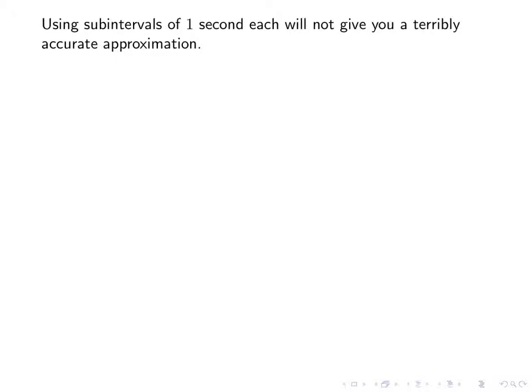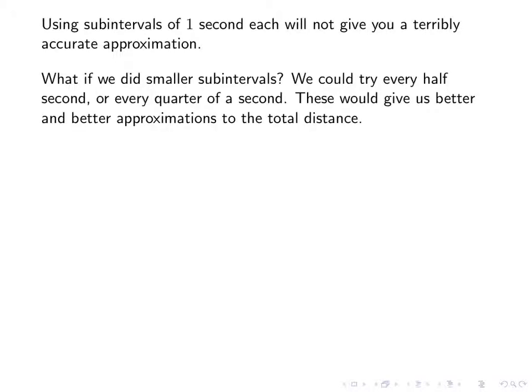So the question is, how do we get a better approximation? Well, if we had tried every half second or every quarter of a second, it would give us a smaller time frame to be using that velocity approximation. So the smaller the subintervals we choose, the better an approximation to the total distance we'll get. The question is, what would these sums of this distance look like? So we know we'd be adding up a bunch of different products, right? The time times the velocity, plus the time times the velocity, plus the time times the velocity, and so on.